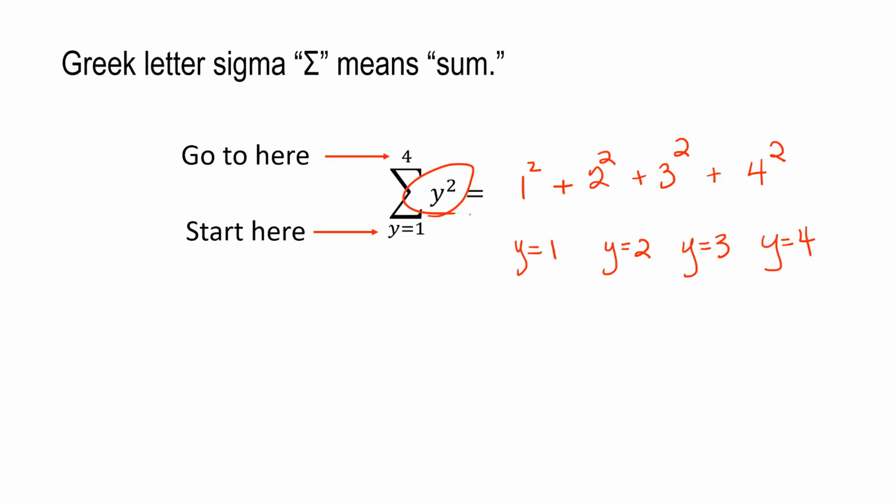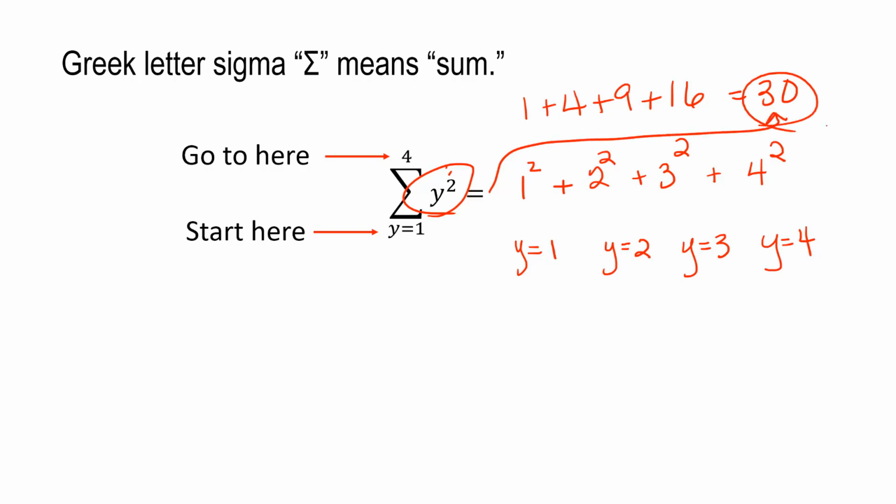All right, so that's going to be 1 plus 4 plus 9 plus 16, which is 30. So that's what this equals. It equals 30. Summation as y goes from 1 to 4 of y squared is 30.